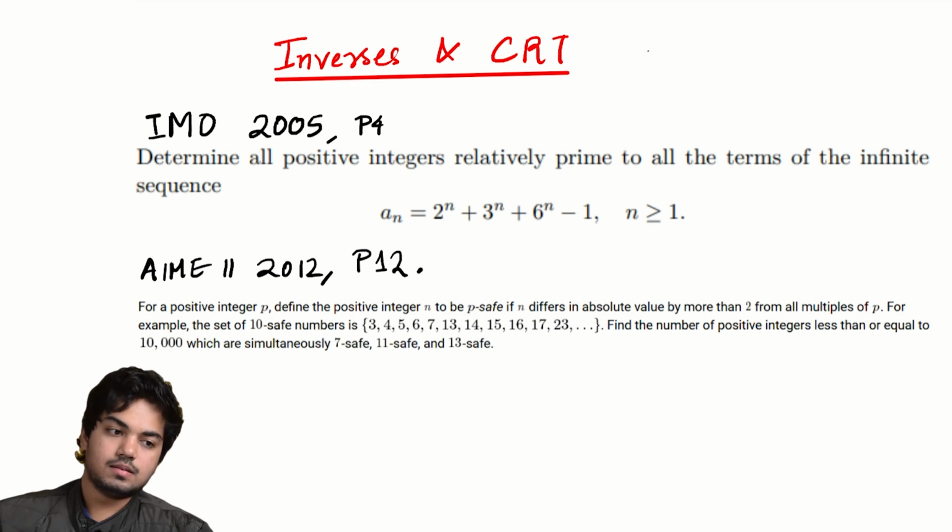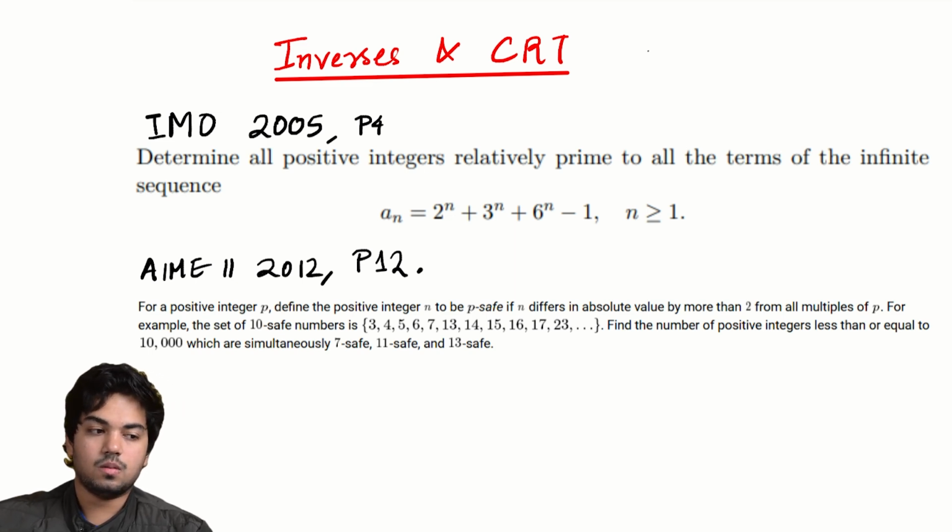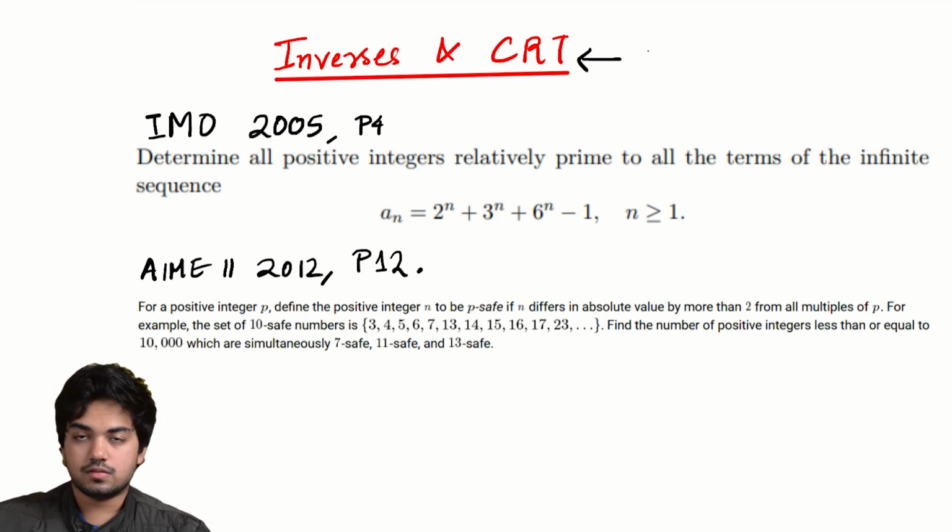Right. So as before, the topic is inverses and CRT. And these are the two problems. Problem one is from the 2005 International Math Olympiad. That's the fourth problem. It says: determine all positive integers relatively prime to all terms of the infinite sequence 2 to the n plus 3 to the n plus 6 to the n minus 1, for n greater than or equal to 1.